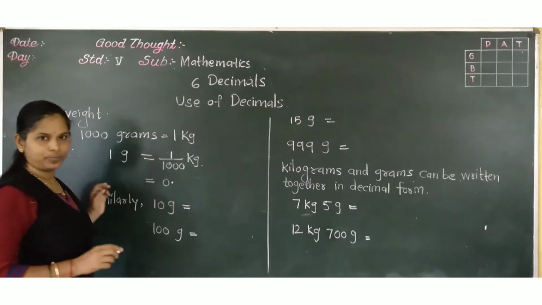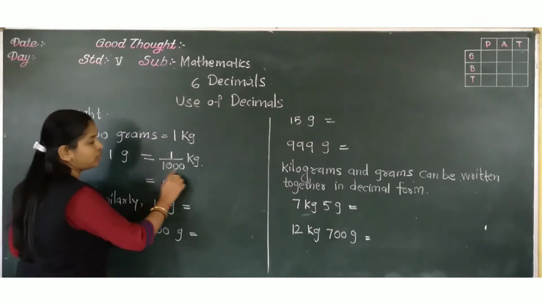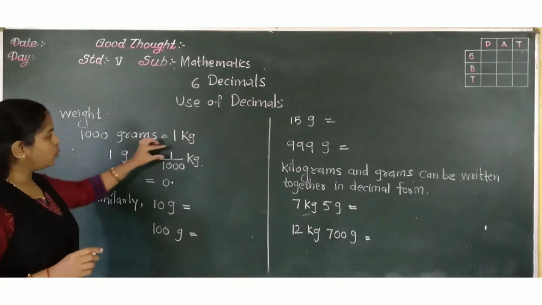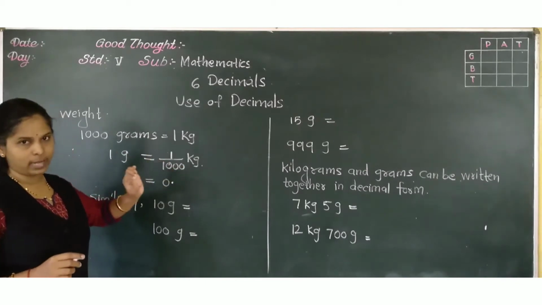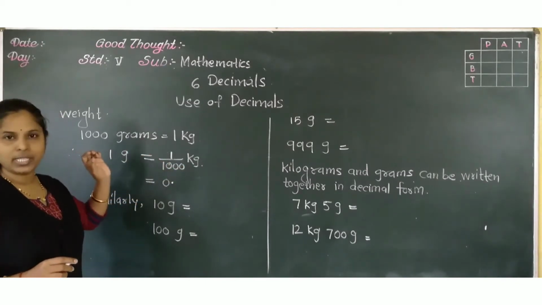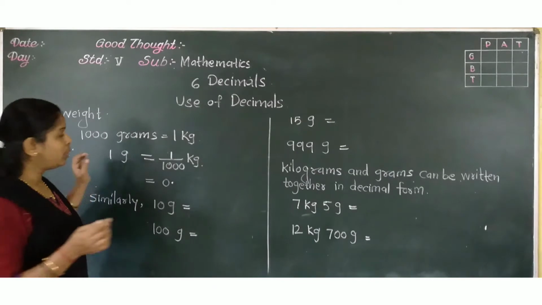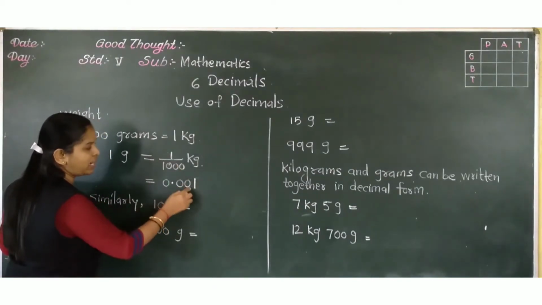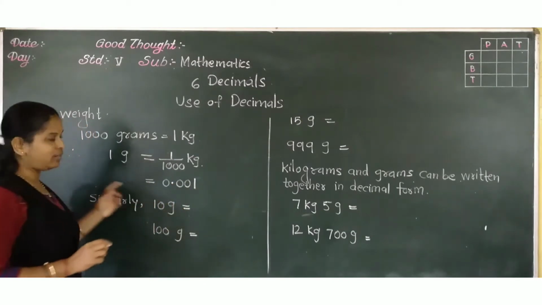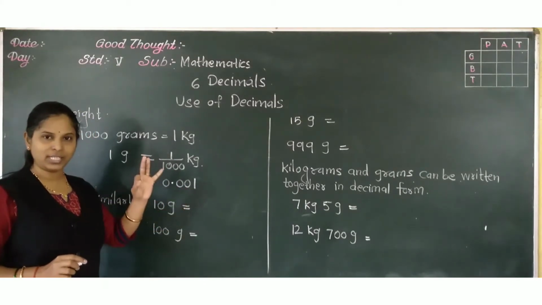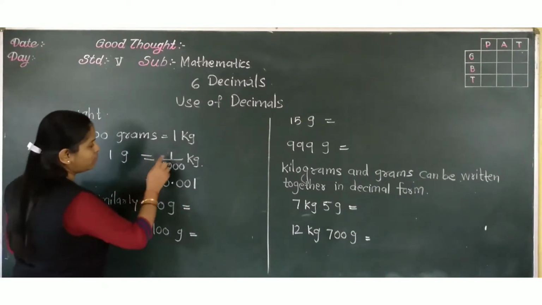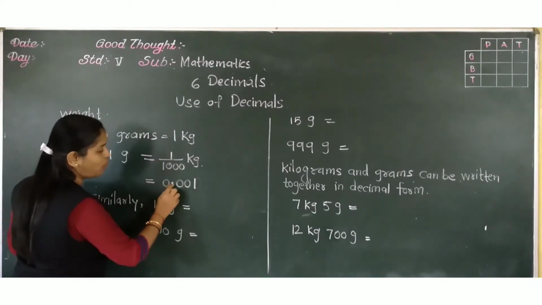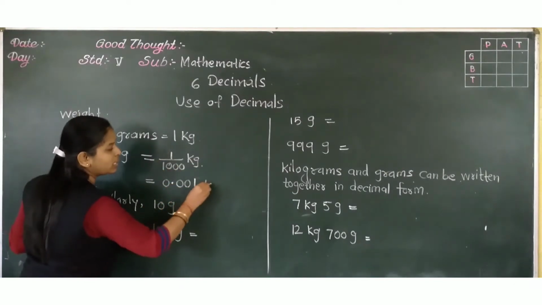Put the decimal point. Then down there are 3 zeros, so the numerator should also have 3 digits, correct? But here only 1 digit is there at the numerator. Then what to do? Before 1, write 2 zeros. Now see, does it make 3 digits? Yes. So 1 upon 1000 kg means 0.001 kg.